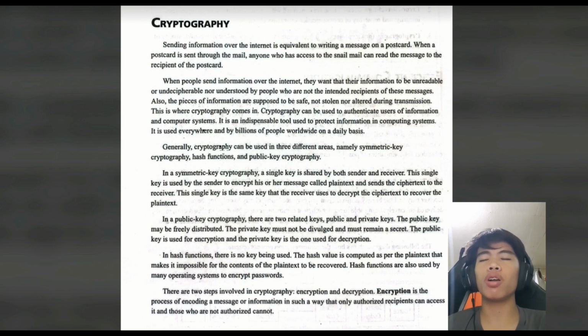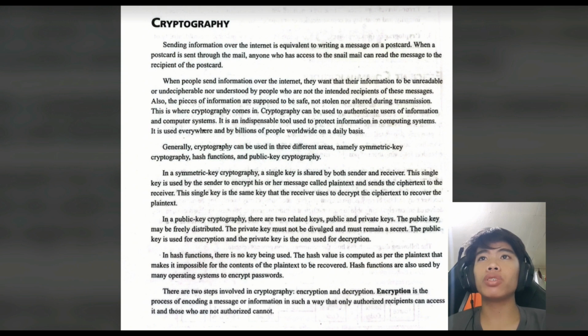So, sa part ko po, I'll be discussing cryptography and substitution cryptography, cipher. So, cryptography. Sending information all over the internet is equivalent to writing a message on a postcard. When a postcard is sent through the mail, anyone who has access to the snail mail can read the message to the recipient of the postcard.